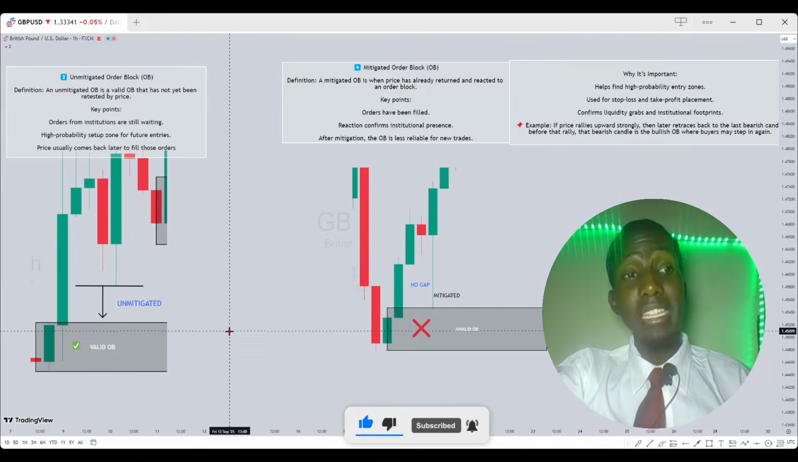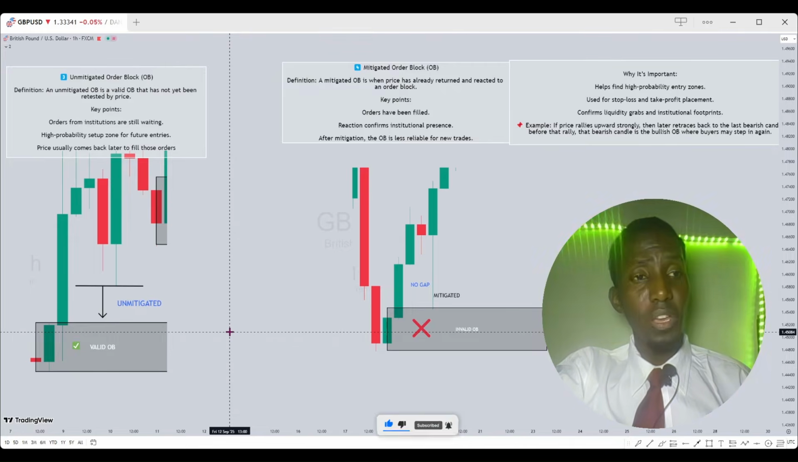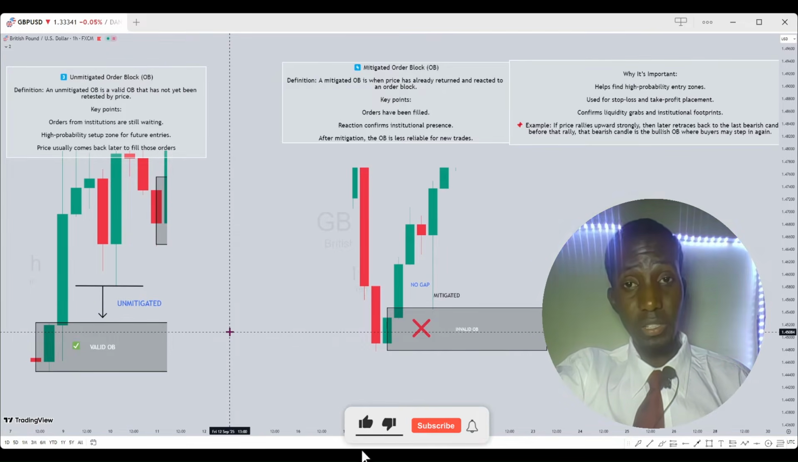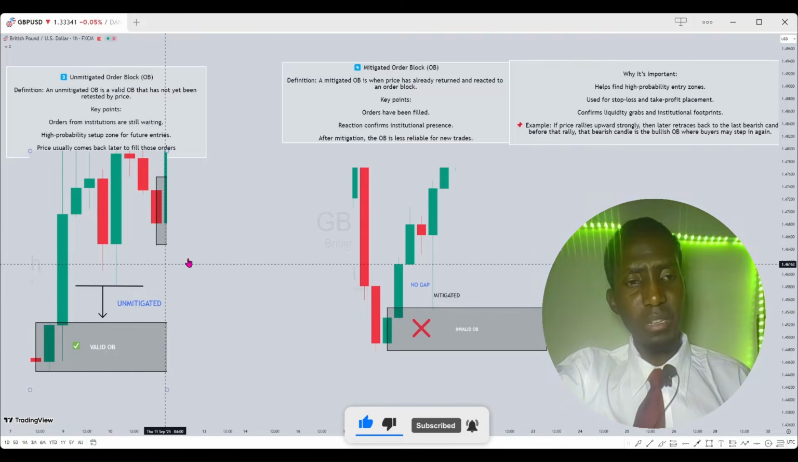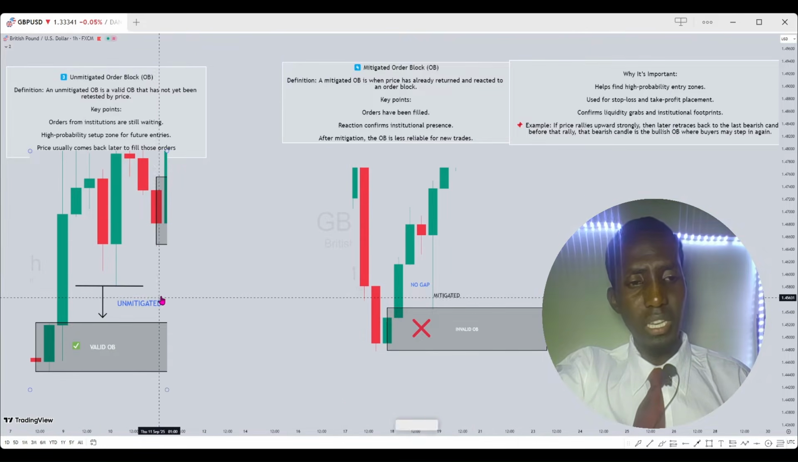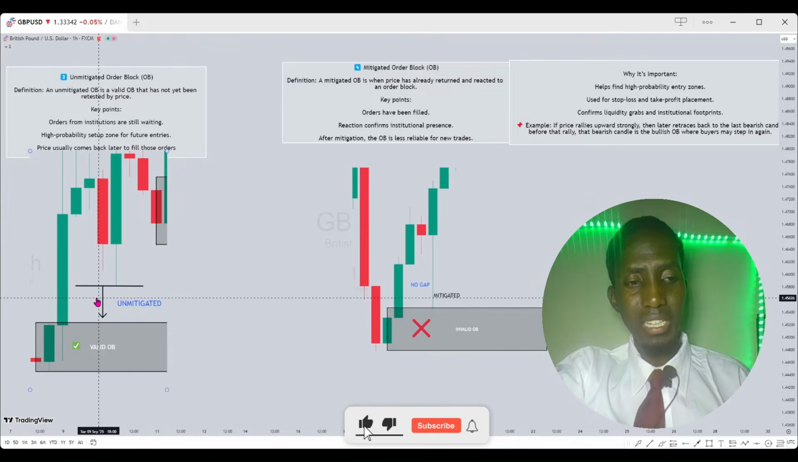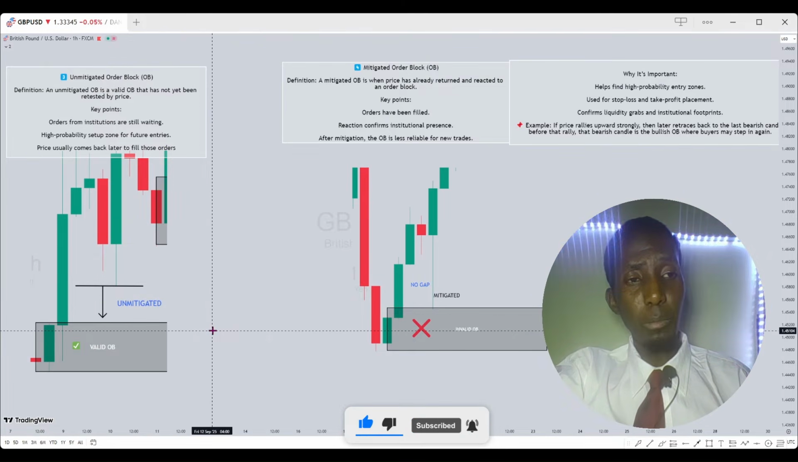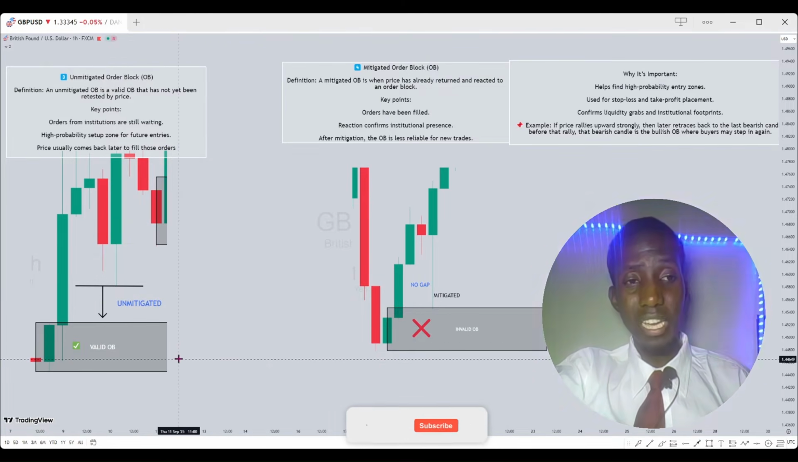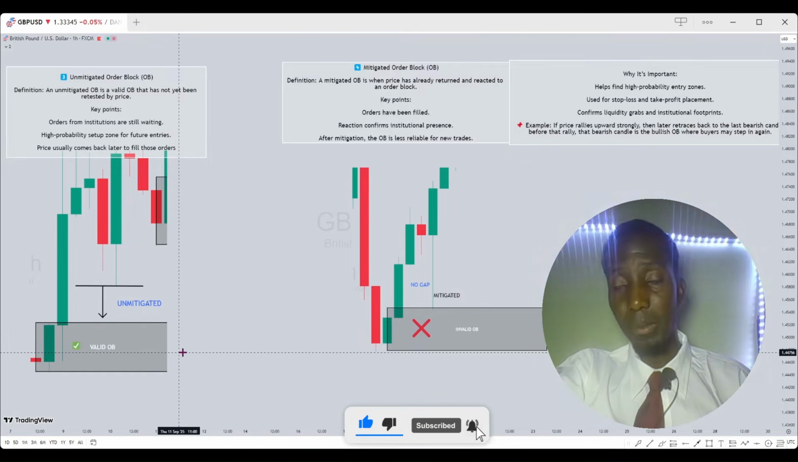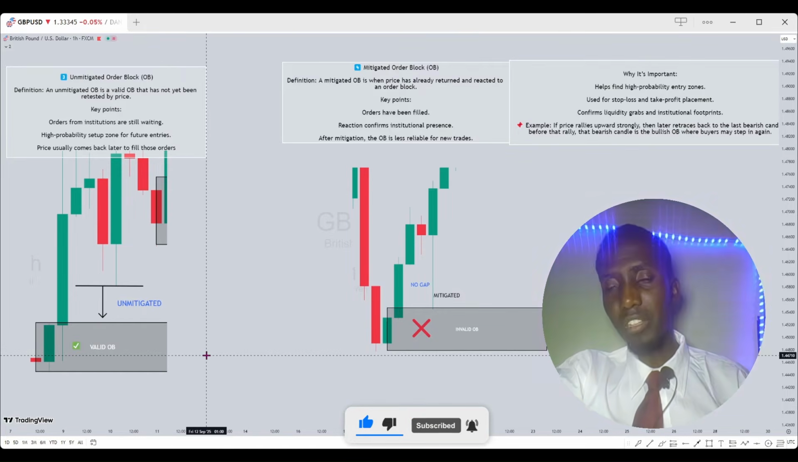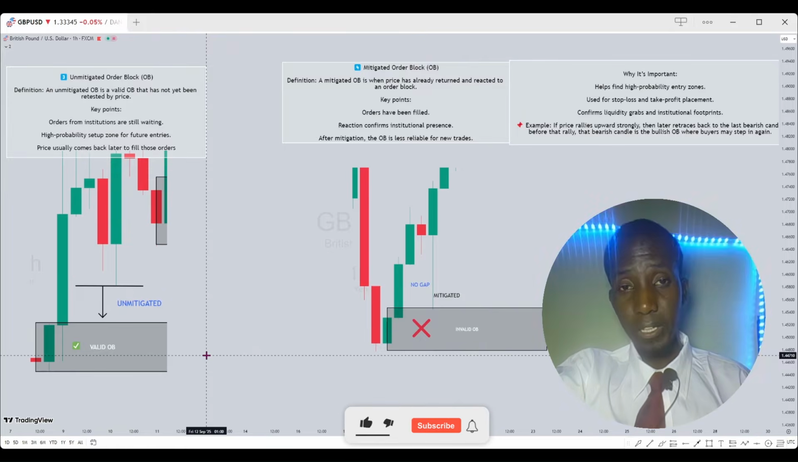So let's look at the key points. Orders from institutions are still waiting, as you can see, because price has not moved down yet. There's a gap here, so we are waiting for institutions to fill this gap. Also, it is a high probability setup for future entries. Price usually comes back later to fill those gaps or those orders, maybe after 2 days, maybe after 1 week. So let's look at number 4, the mitigated order block.